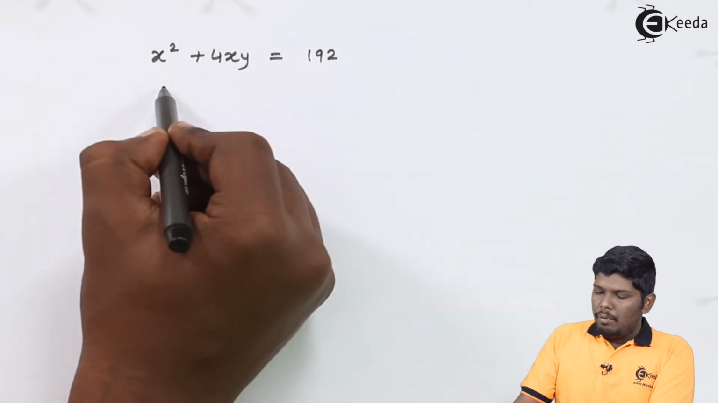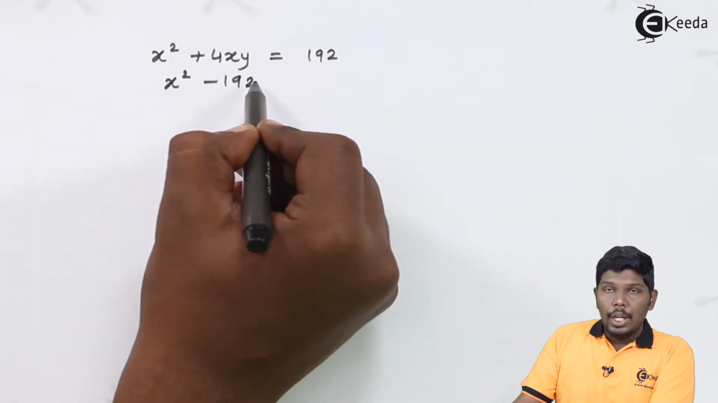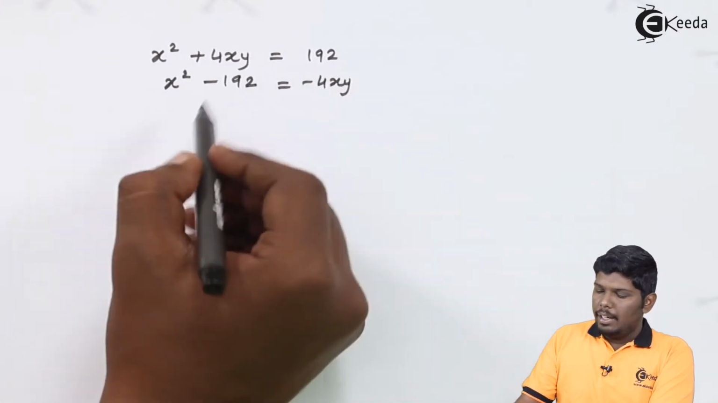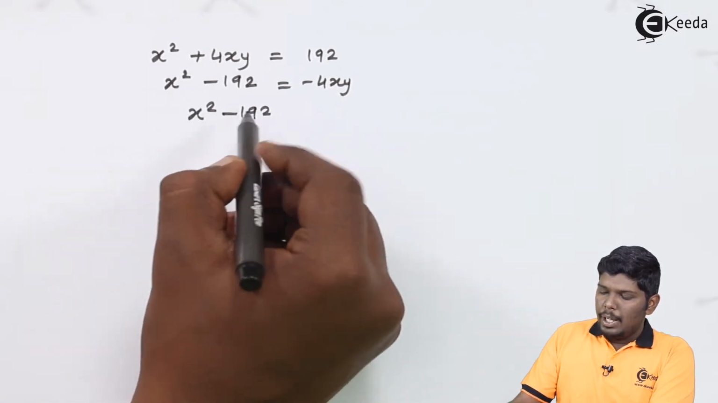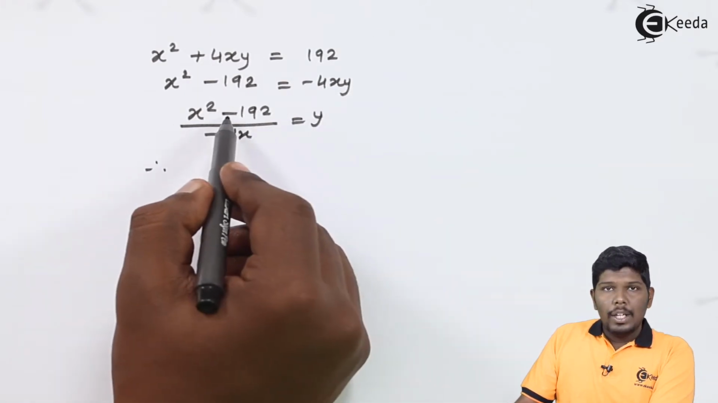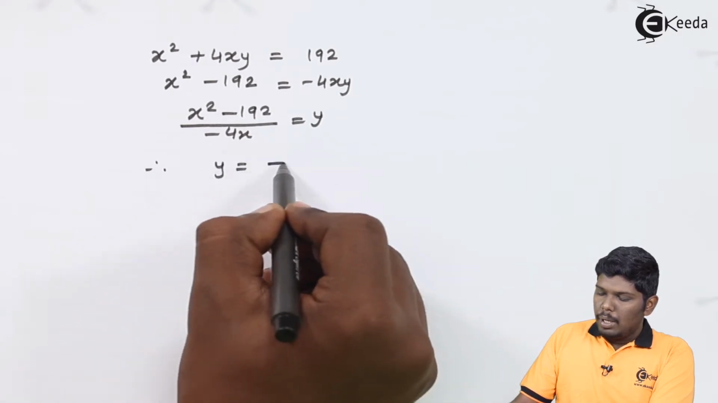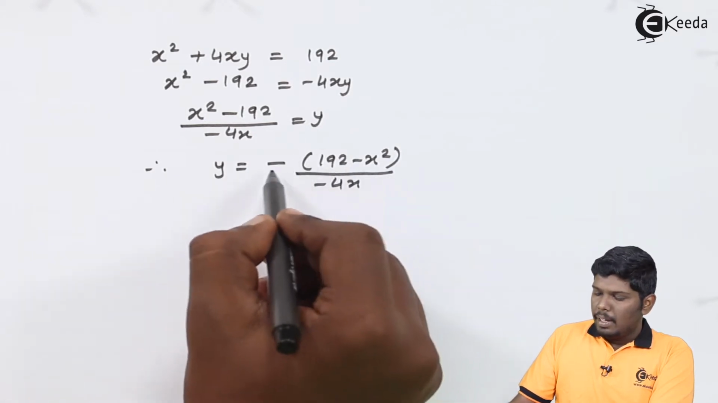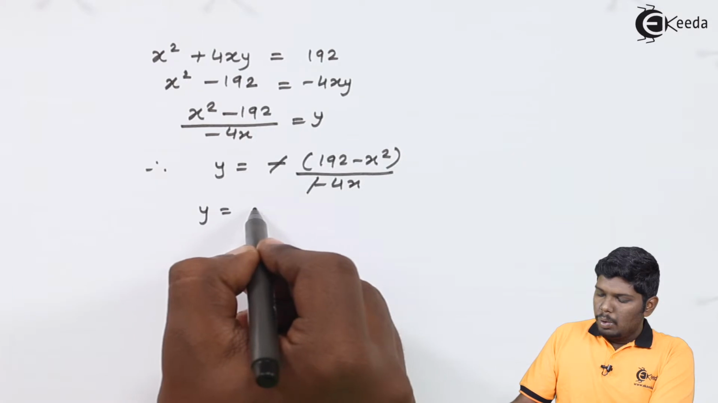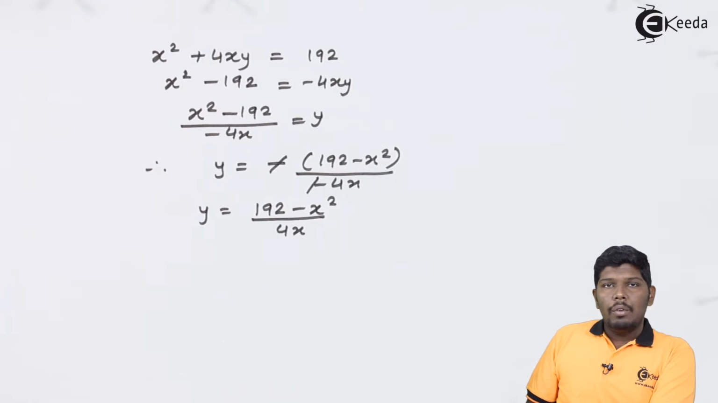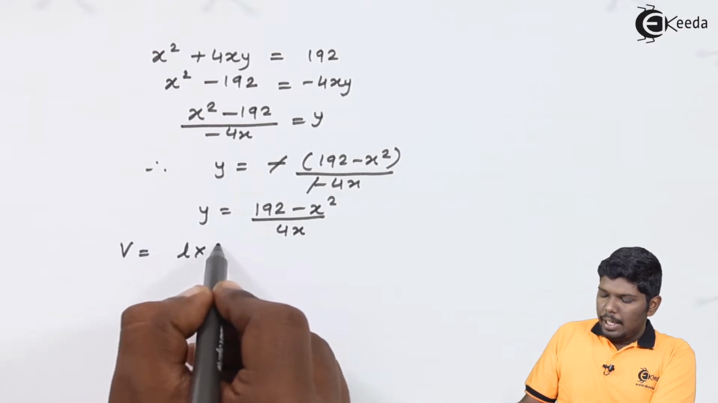We have this expression. We can write x square minus 192 is equal to minus 4xy. If we take minus 4x on the left hand side, we have x square minus 192 upon minus 4x is equal to y. Therefore, taking minus sign common in the numerator, we have y is equal to minus of 192 minus x square upon minus 4x. That will give you y is equal to 192 minus x square upon 4x. So we have converted y in terms of x. Now let us see the volume. Volume is given as length into breadth into height.